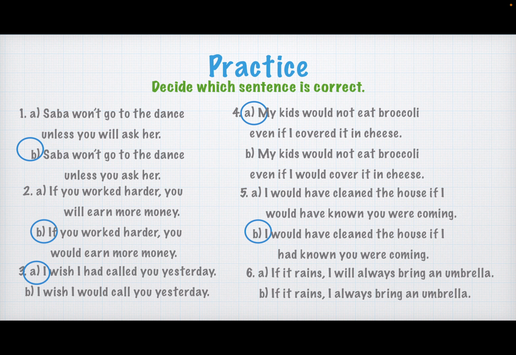And number 5, B is correct. I would have cleaned the house if I had known you were coming. So same thing here for the third conditional or the unreal past conditional. I only need would plus have in the result clause, not in the conditional clause.